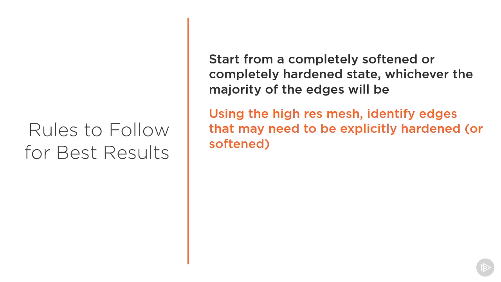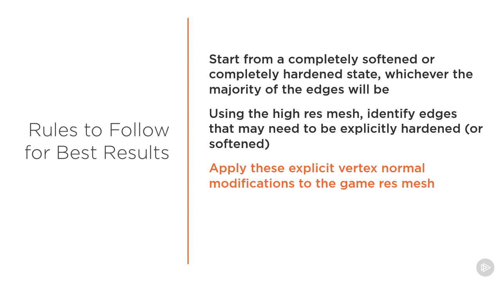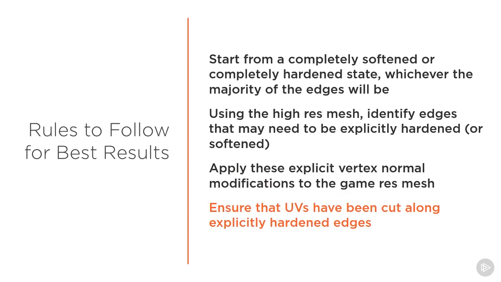So you'll want to apply these explicit vertex normal modifications to the game res mesh, and you're going to do that inside of Maya or whichever 3D application you're used to. And lastly, you're going to ensure that your UVs have been cut or separated along explicitly hardened edges. All right, great. In our next clip, we're going to bounce over to Maya and begin to implement what we've learned here by learning how we can modify the normals for our game mesh.